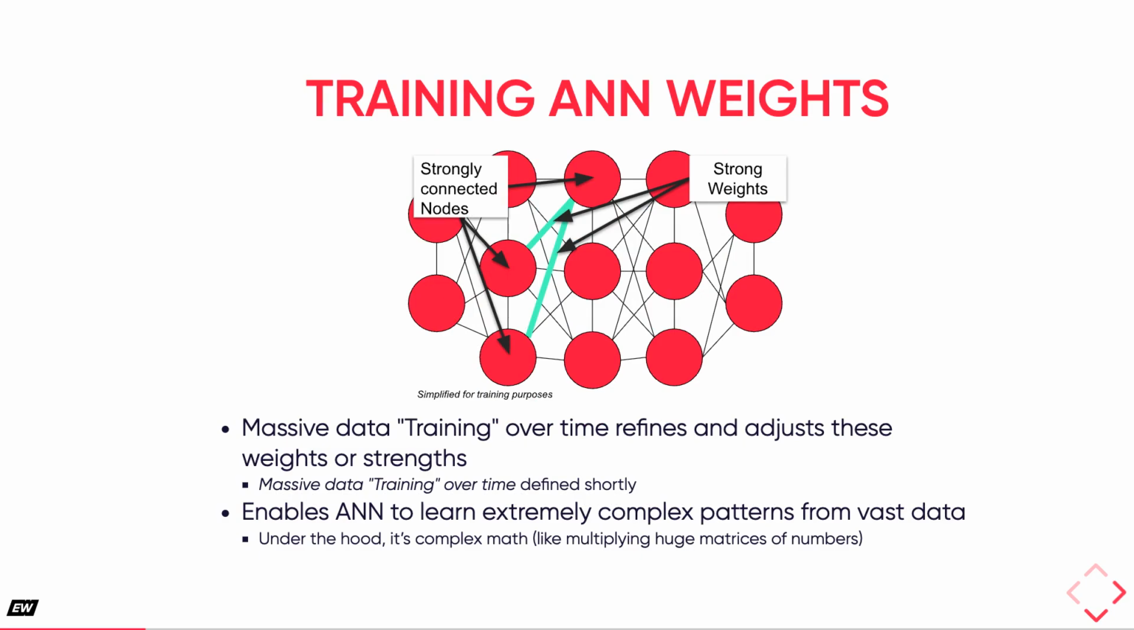The process of training an ANN involves feeding it massive amounts of data. Over time, this training refines and adjusts the weights or strengths of the connections between nodes. As the diagram illustrates, with strongly connected nodes and strong weights, some connections become more influential than others. This allows the ANN to learn and recognize extremely complex patterns within the vast data set it's exposed to, while the underlying operations involve complex mathematics, such as multiplying large matrices of numbers. The core concept is that training shapes these weights to capture and represent patterns.